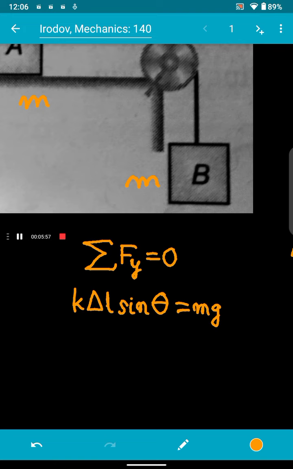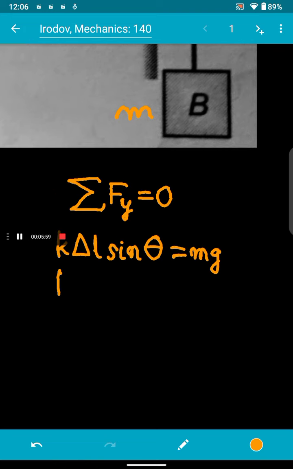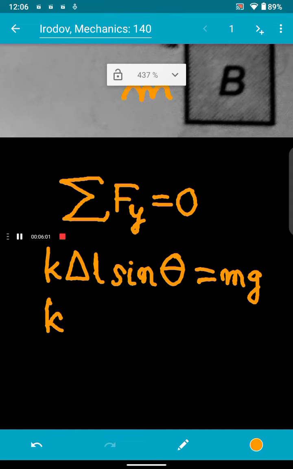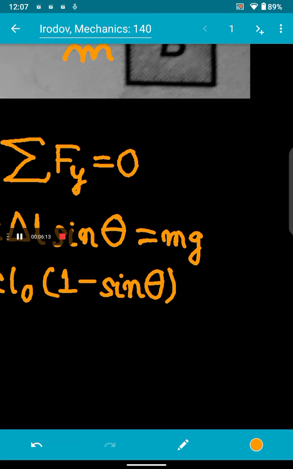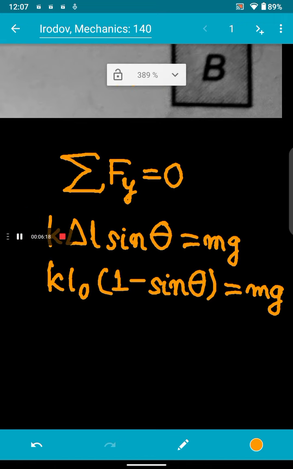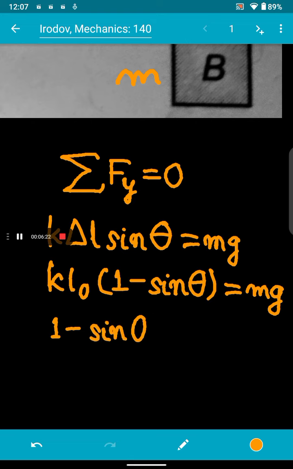So we can write k L naught sin theta into cosec theta minus 1, that will be nothing but 1 minus sin theta. Okay, I am writing over the step. So 1 minus sin theta will be equal to mg by K L naught.